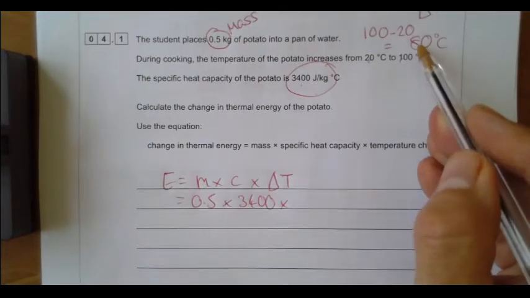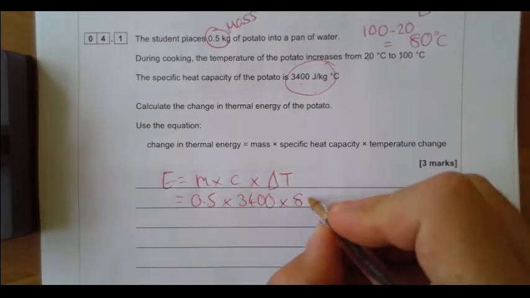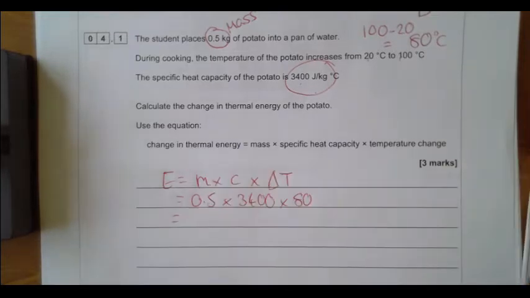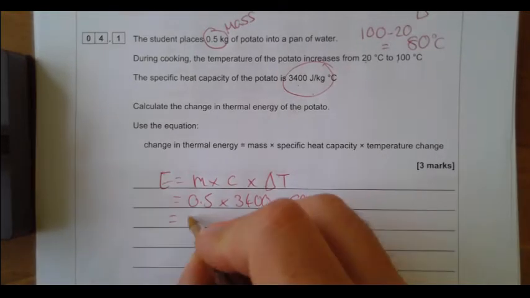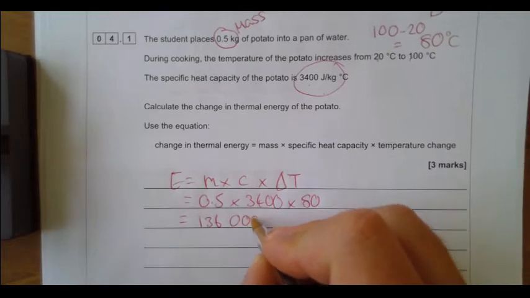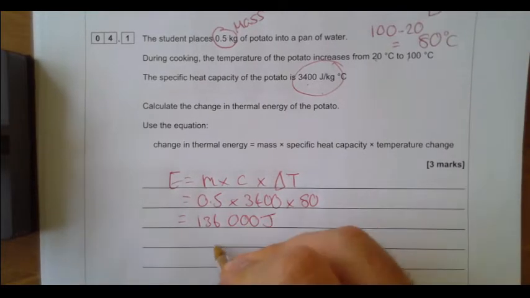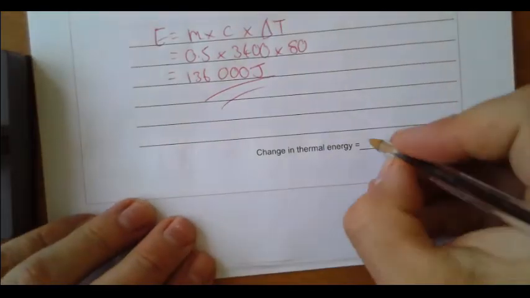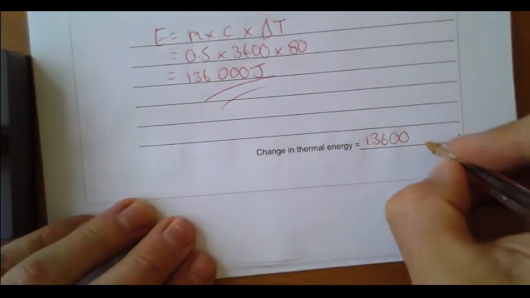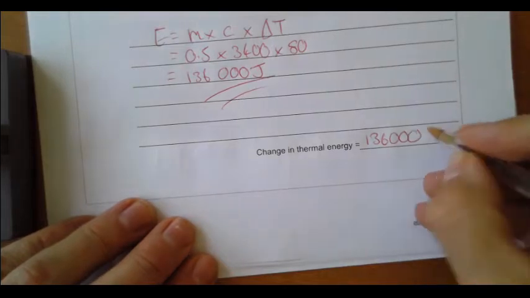And again, we'll type that into the calculator. 0.5 times 3,400 times 80. And it will be joules. So 136,000. I'm doing this off the screen because I have my phone, not a calculator, which is a little bit annoying, but we'll do what we can.